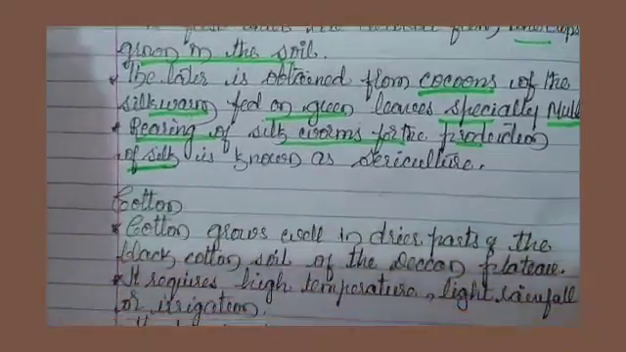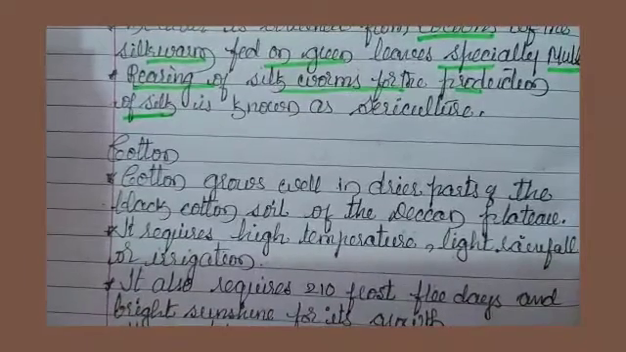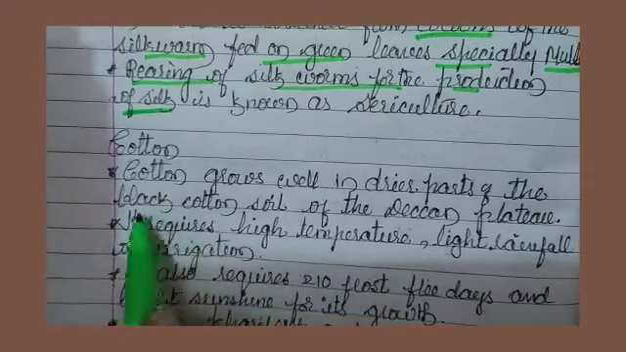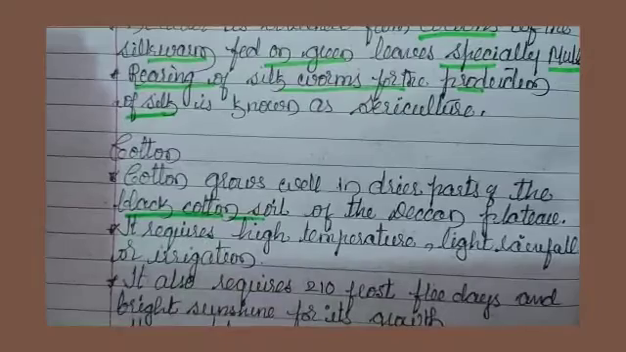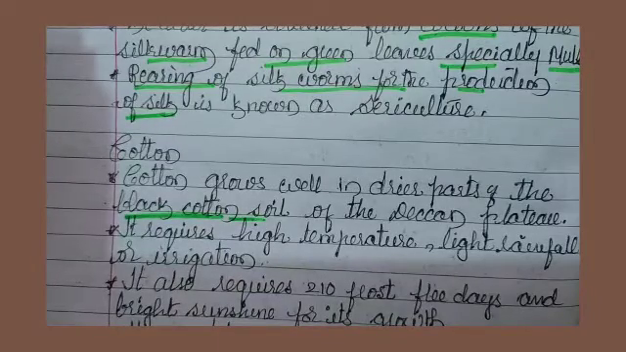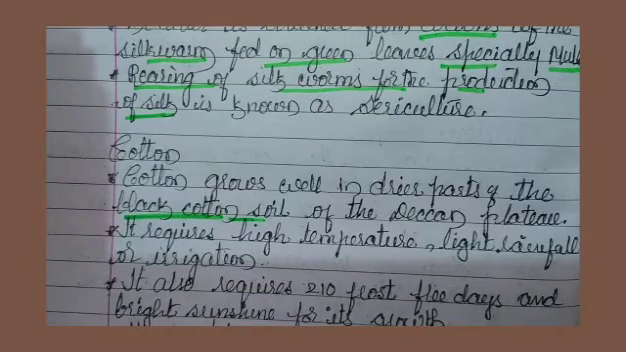So for cotton, we know the suitable soil. Black soil is very suitable for cultivating cotton. Black soil is also called black cotton soil, which we have discussed under the soils of India.